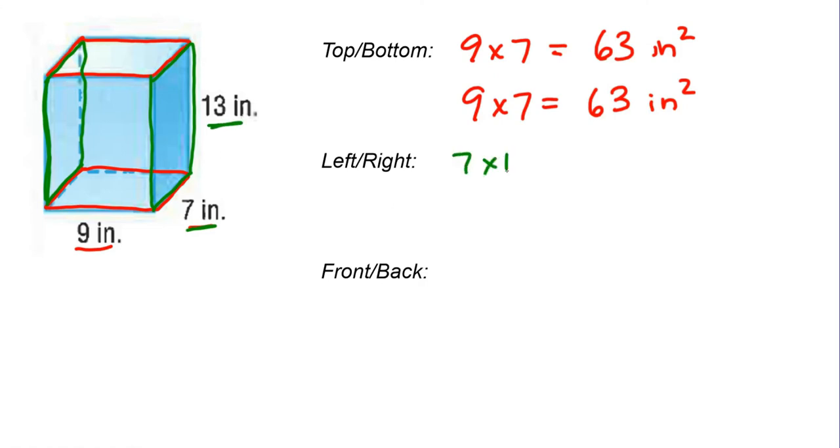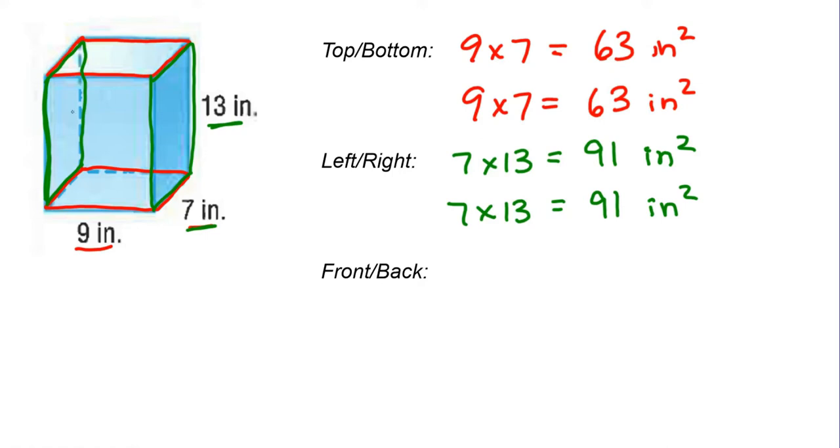So I'm going to find the area of those rectangles. 7 by 13 is 91 square inches. And then the left one is also 7 by 13, so that's 91 square inches. So now I have 4 of the 6 faces, and now I'm going to need the front and the back.